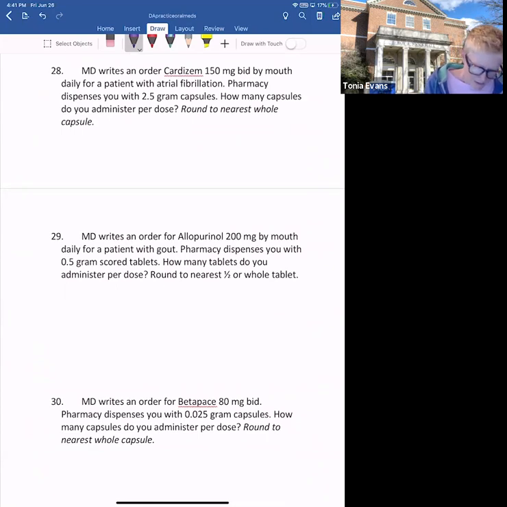All right, next we've got Cardizem, 150 milligrams BID. Remember, that's twice a day. Pharmacy gave us 2.5 gram capsules. How many capsules per dose? And round to the nearest whole capsule. Well, the question's asking for capsules per dose, and my order is 150 milligrams per dose twice a day. So I don't need to put that BID into my answer at all.